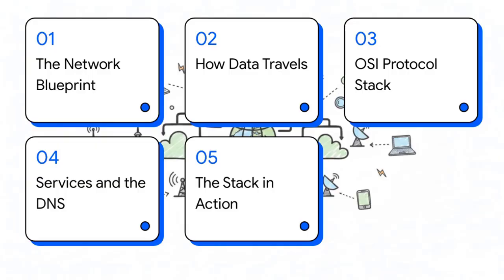We've broken everything down into 5 clear, manageable pieces for our agenda today. 1. The network blueprint. 2. How data travels. 3. The OSI protocol stack. 4. Services and the DNS. And finally, 5. The stack in action.